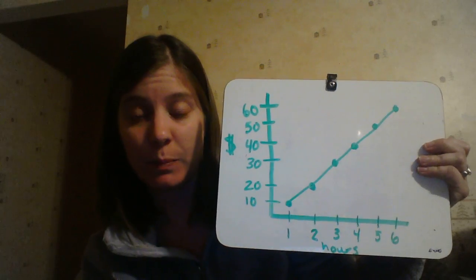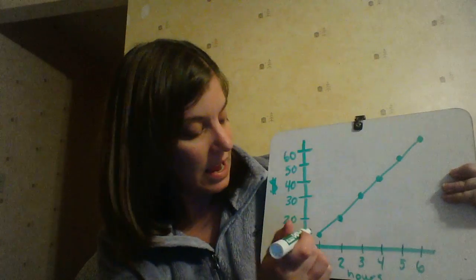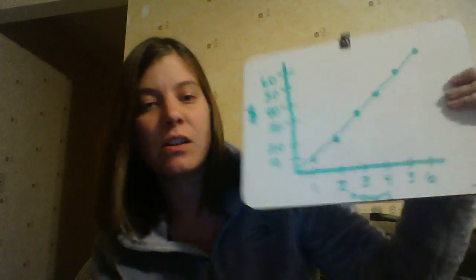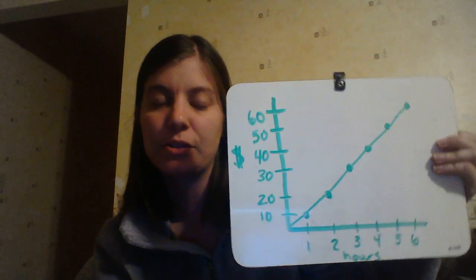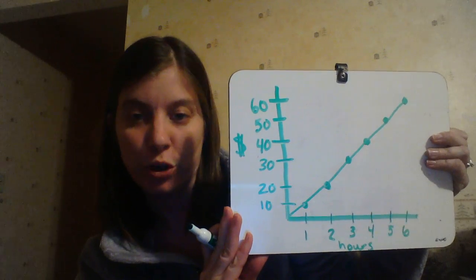Looking at this, we can tell it's proportional because it's a straight line. And if we would connect this down through here, it would go through the origin. And it would make sense to say that for 0 hours, it's $0. So this graph is proportional.